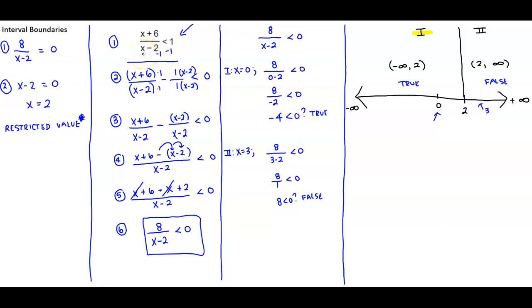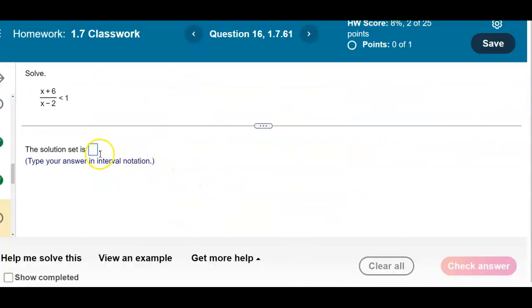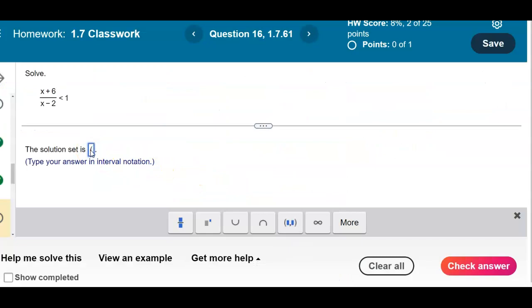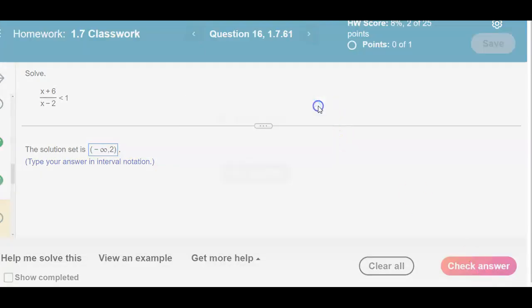So that means that interval 1 is our solution, but then we need to come back and take a look at the inequality symbol. Well, it's less than, so therefore we're not going to use a bracket. The answer is going to be negative infinity to 2, because those are all the x values that we can plug into that rational inequality, and it'll all be true. So let's go ahead and plug that into our answer. We have parenthesis, negative infinity, comma, 2 with a parenthesis. Check our answer, and there is our result.